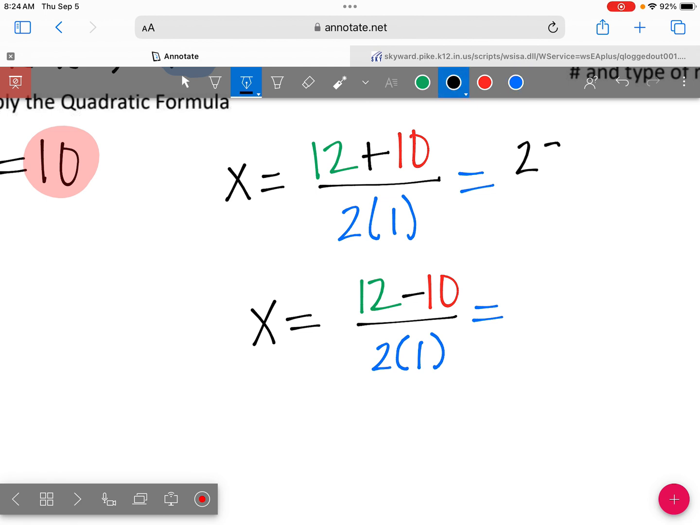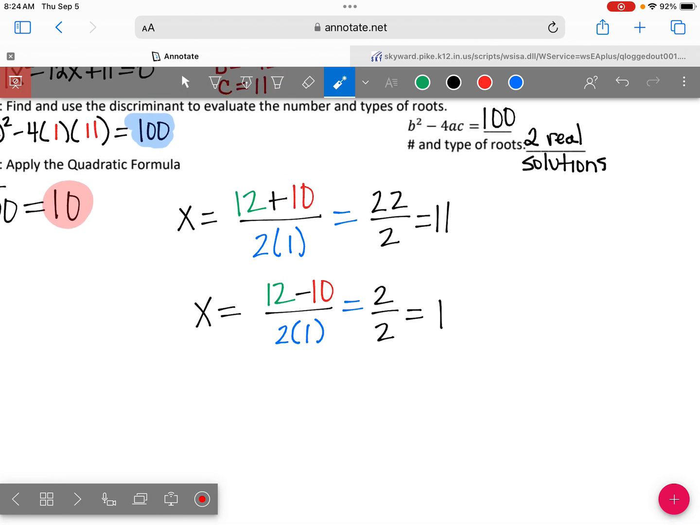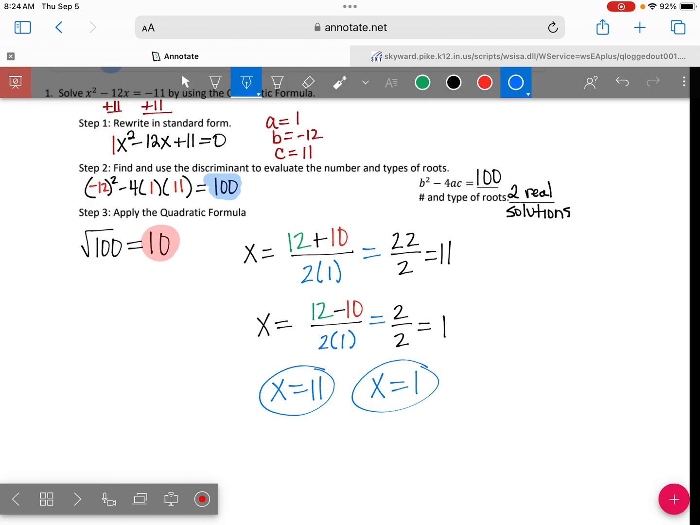22 divided by 2 is 11. 12 minus 10 is 2. 2 divided by 2 is 1. So your 2 solutions, remember it says we're looking for 2 solutions. So my 2 solutions are x equals 11 and x equals 1. And that's it. Any questions about how we did that?